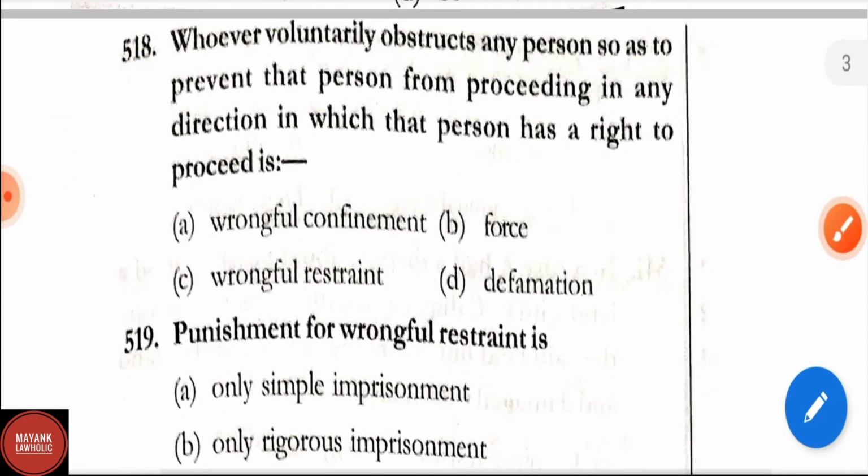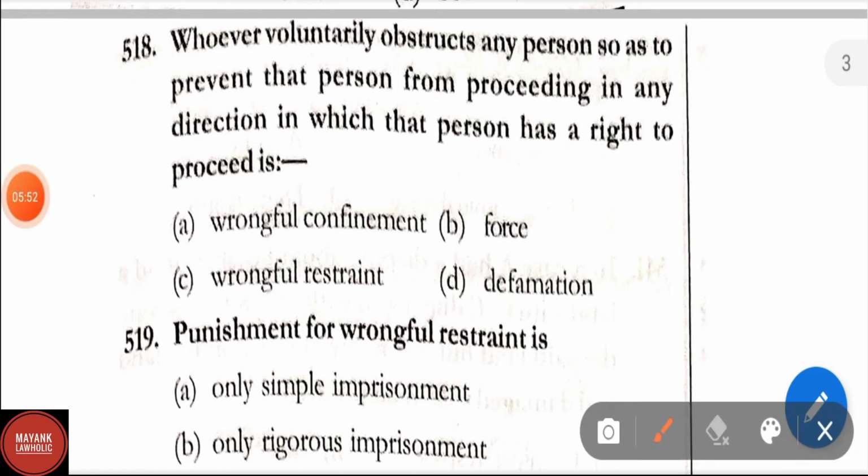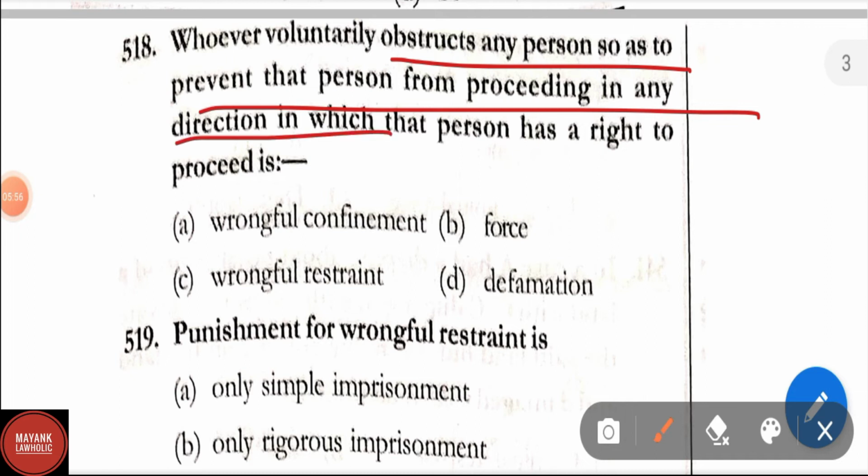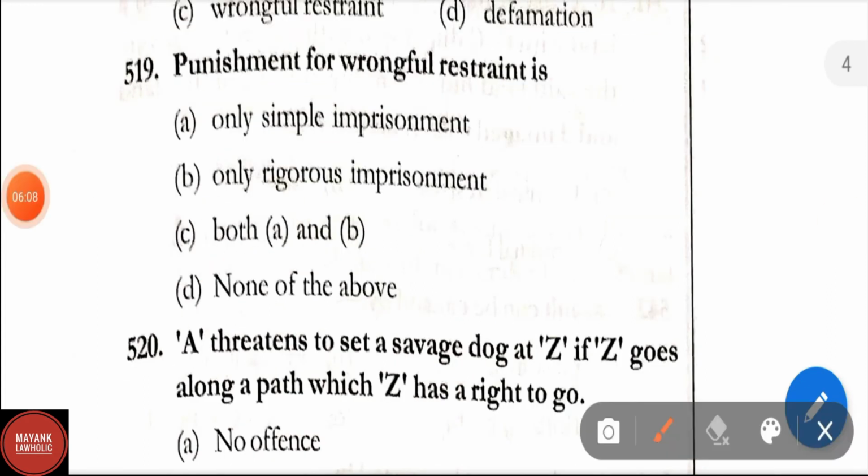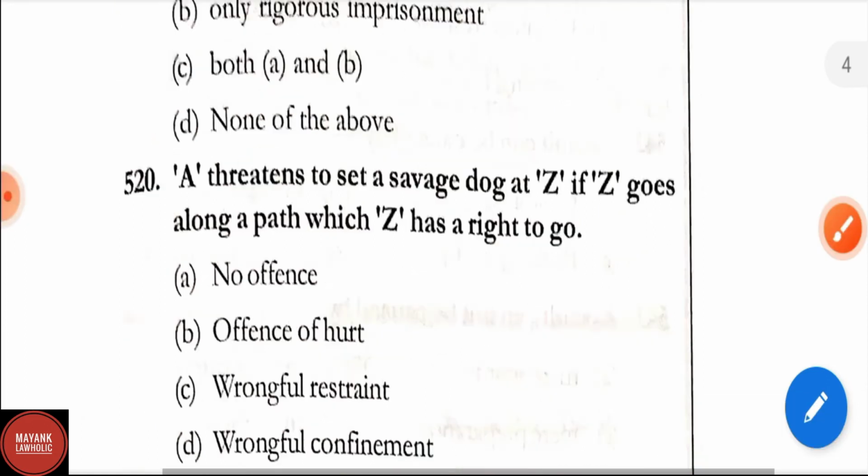Question number 518. Who voluntarily obstructs any person so as to prevent that person from proceeding in any direction in which that person has a right to proceed is wrongful confinement, wrongful restraint, force, defamation. Correct answer is wrongful restraint. Question number 519. Punishment for wrongful restraint is only simple imprisonment, only rigorous imprisonment, both A and B, none of the above. Correct answer is only simple imprisonment.